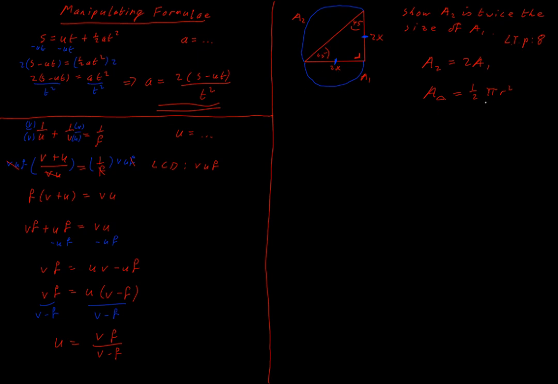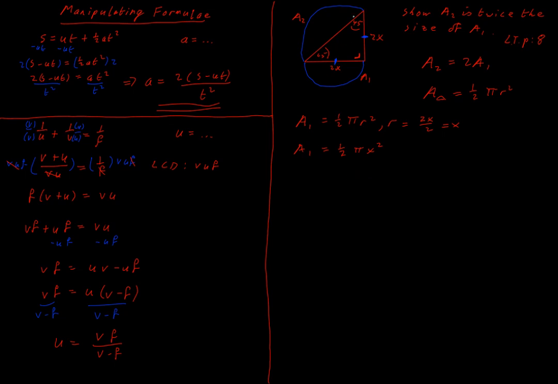So we have the area of A1 is going to be a half pi r squared, where r is going to be, well, the diameter of my circle is 2x. So the radius is going to be half of that. It's going to be half of 2x. It's just going to be x. So area 1 is going to be a half of pi x squared. That's fairly straightforward. I haven't had to do too much rearranging there.